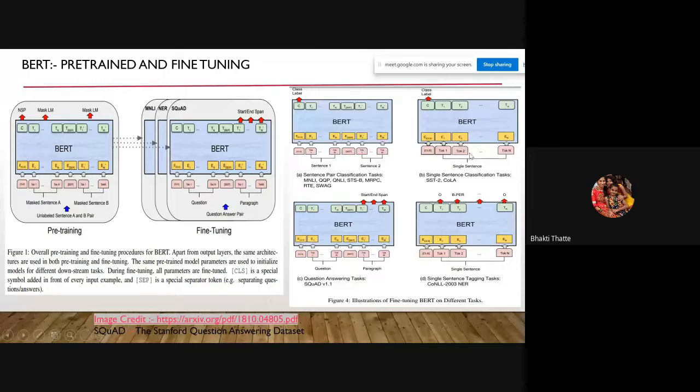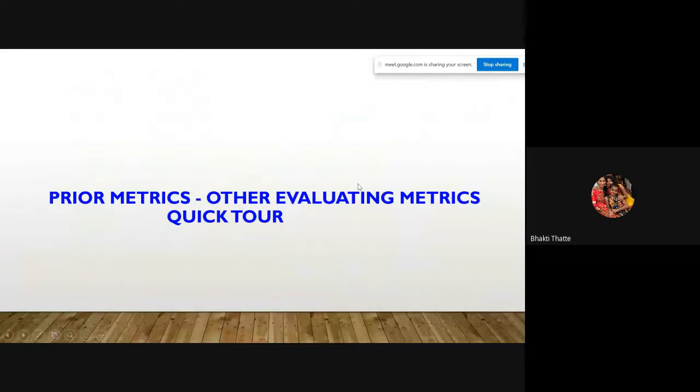And in this slide I have put some tasks where the pre-trained BERT model is used as input. There are many more, but I have listed a few here.